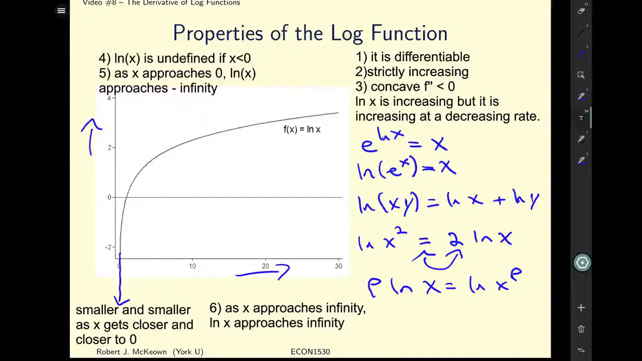And so that was sort of encapsulated here. It's just very similar to the idea of strictly increasing. So it's always getting bigger and bigger. There's no maximum on that function.